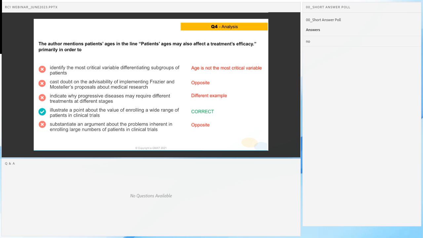Illustrate a point about enrolling a wide range. Yes, that's true. And substantiate an argument about problems inherent in enrolling a large number of patients. Again, choices B and E are both opposite. They're both talking about similar things. If you chose either B or E, then you didn't understand the gist of the passage. Again, go back and really see how you were reading it, and then compare and contrast as to how you should have read it.